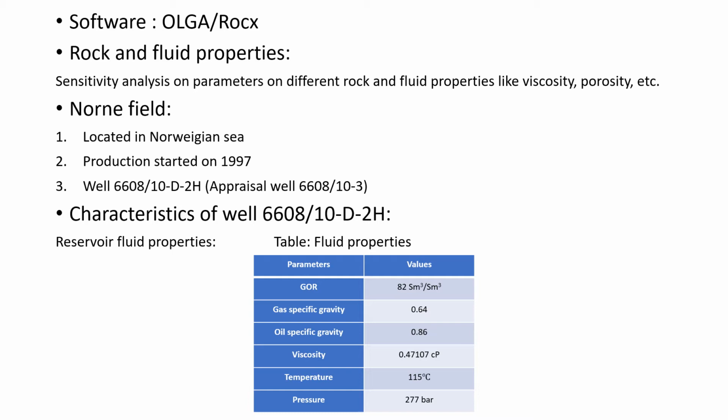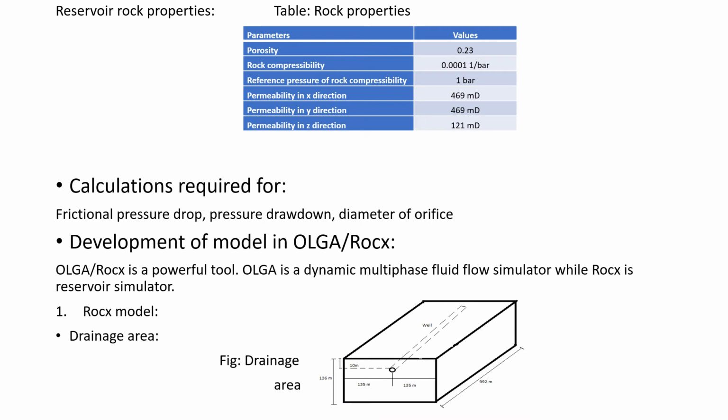The Norne oil field, which is located in the Norwegian Sea, is selected for the real case of this thesis. The characteristics of the well are seen in the table below. The reservoir fluid parameters are given with their values and proper units. Similarly, reservoir rock properties are also found, which can be seen in the table. All the parameters and their respective values have been found.